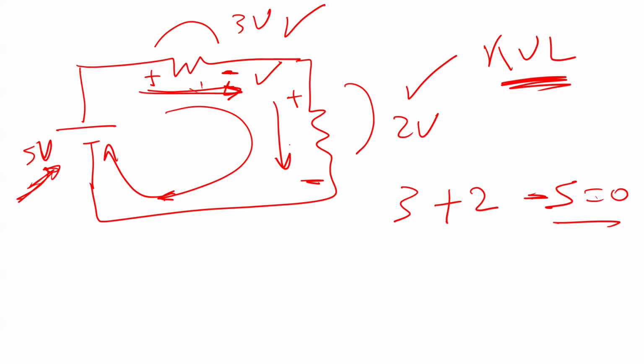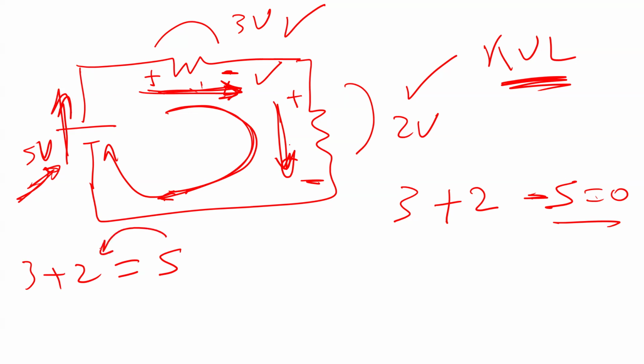Actually, it has to be this way, because you know the current is flowing this way, right? So actually it has to be 3 plus 2 equal to 5, because the current here is in the same direction as this one. But because I'm gonna move this one to here, that's what I'm saying. If the current enters from the negative first, this one has to be negative, because it's like you moved it to this side.